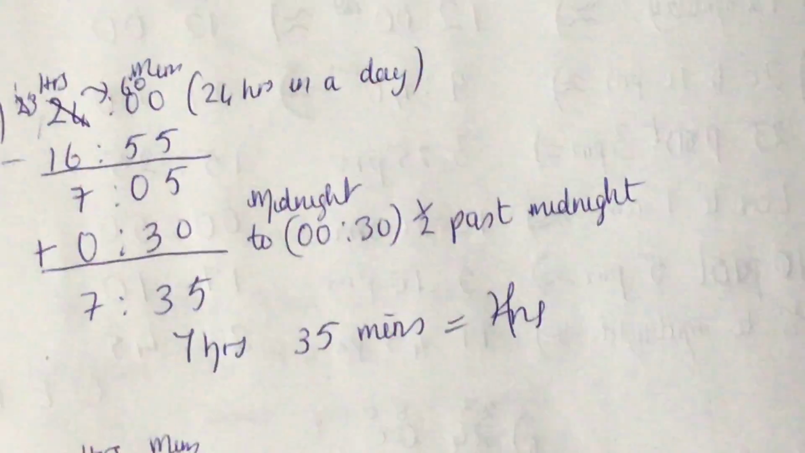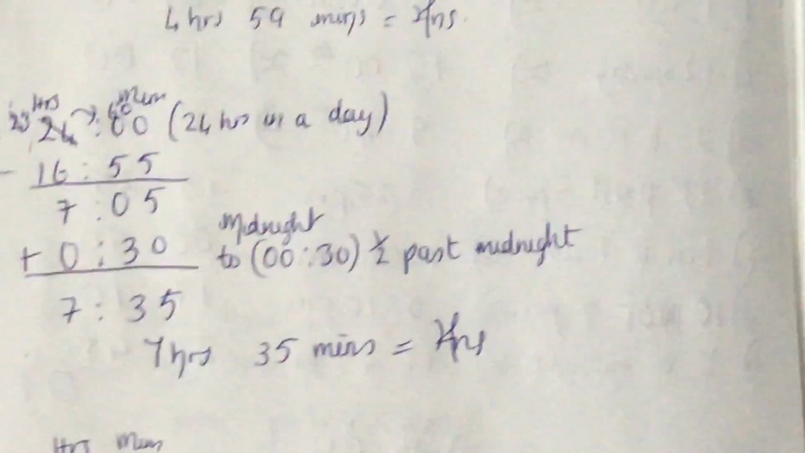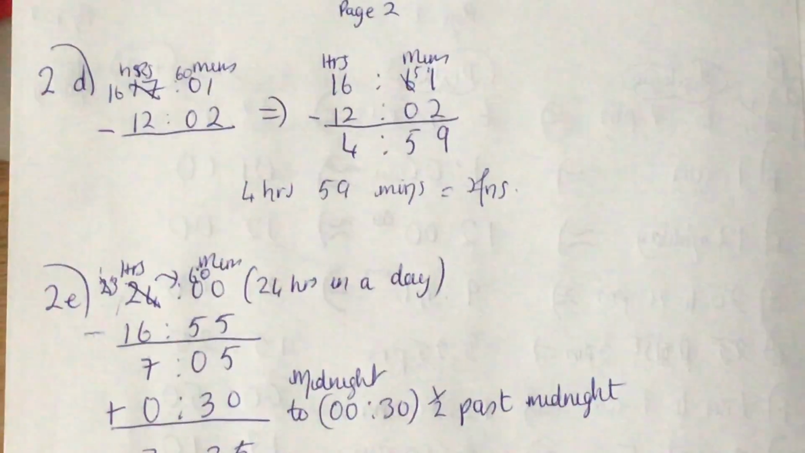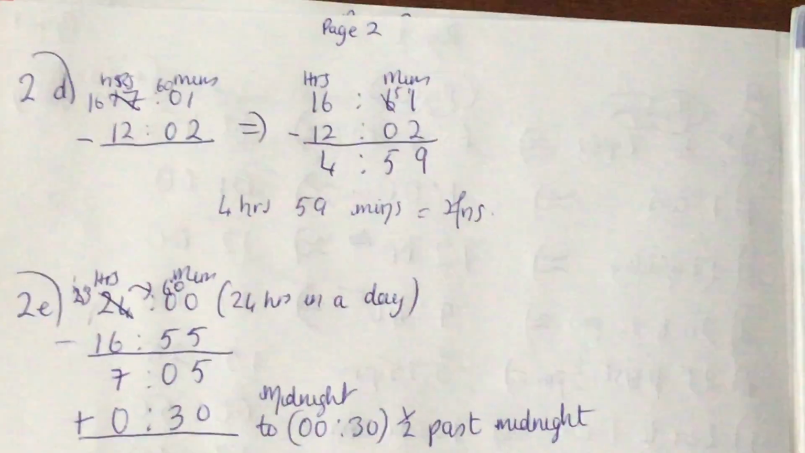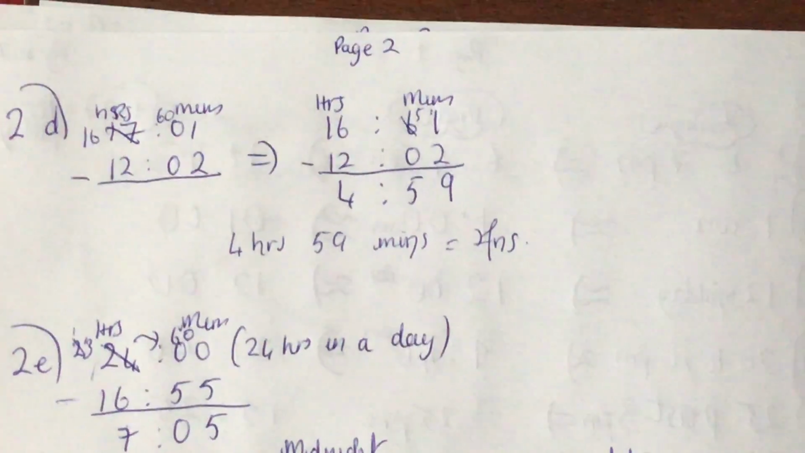So 2D is between 2 minutes past 12 and 17:01, which is 1 minute past 5 in the evening. So we take 2 minutes away from 1 minute. I cannot do that. I have to go next door. So I take 1 hour from the 17 to make 16.